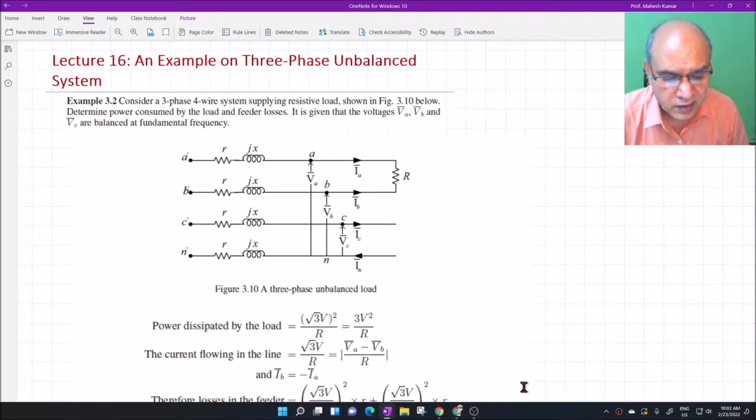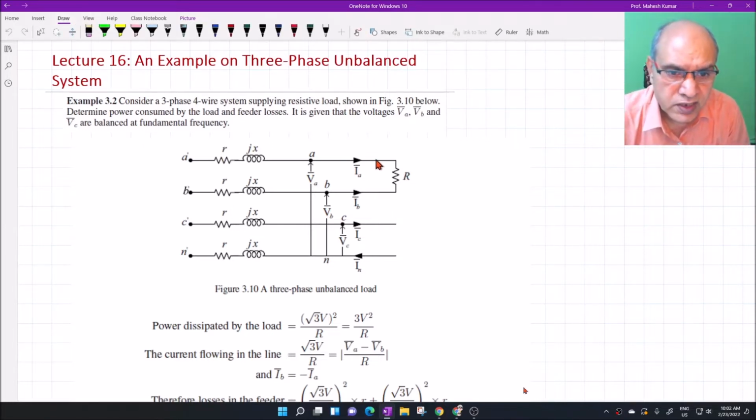In this example, we have considered the unbalanced load where only a resistive load is connected between the points, phase A and phase B. So this point is A and this point is B. This is open, this is also open.